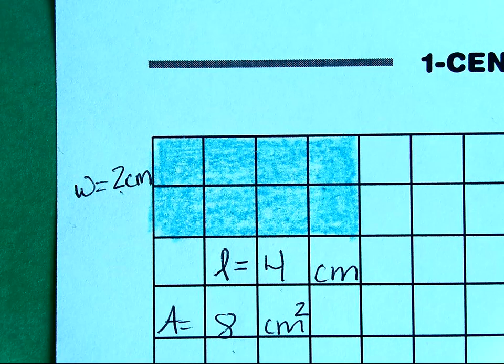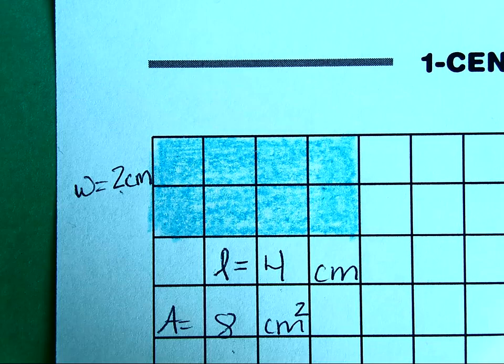Now, I'm going to add some height to my shape. So once I add height to the shape, then I am changing this to have 3 dimensions: the width, length, and height. I'm going to build this one 3 layers high.